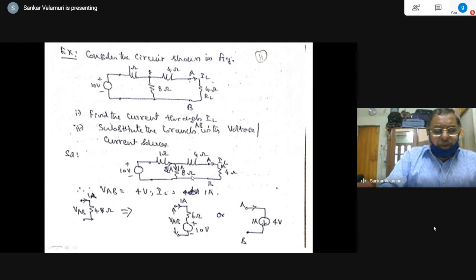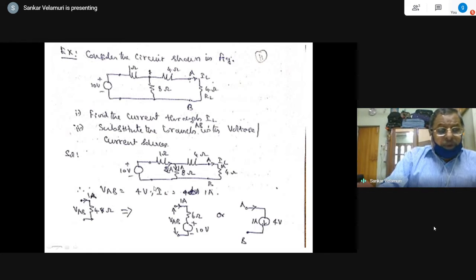So applying the current division rule, the current flowing through AB will be, this is 8 ohms, this is 4 plus 4. So I into the opposite resistance 8 by the sum of all the 3 resistances here, 1 ampere, and VAB is equal to IL into 4, which is 4 volts. This being a simple problem and only part of the larger problem, I have not given much weightage to showing the steps here, right?